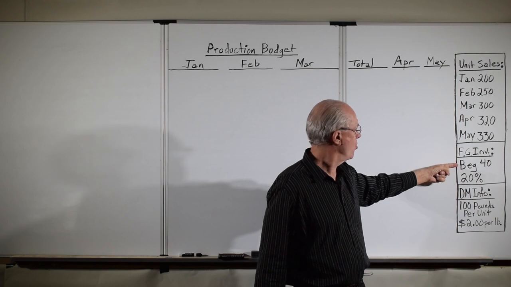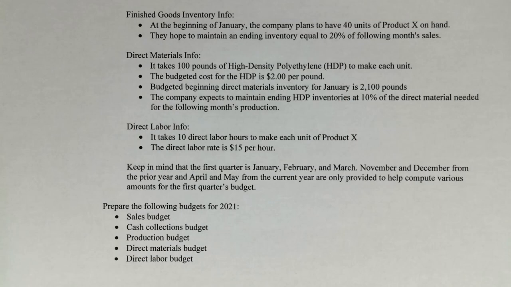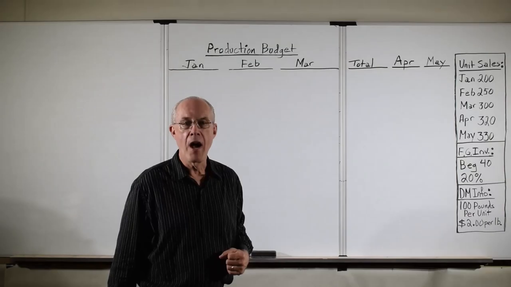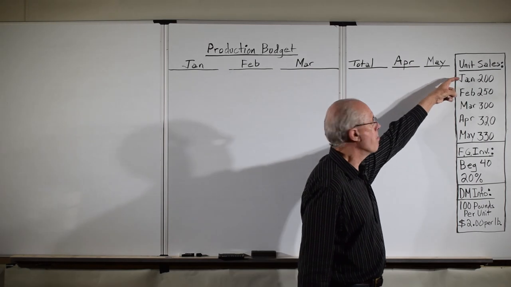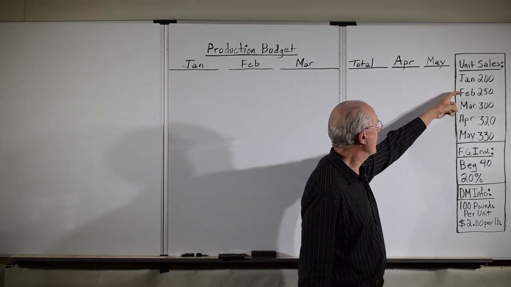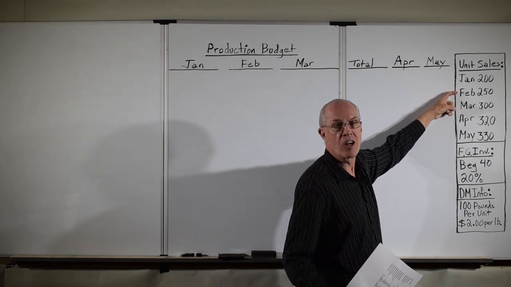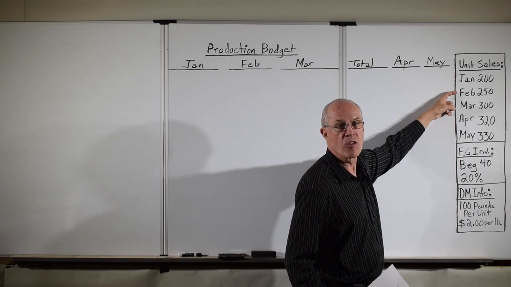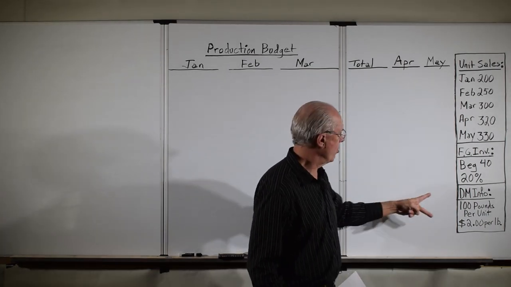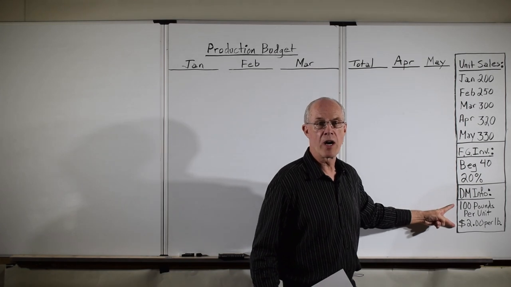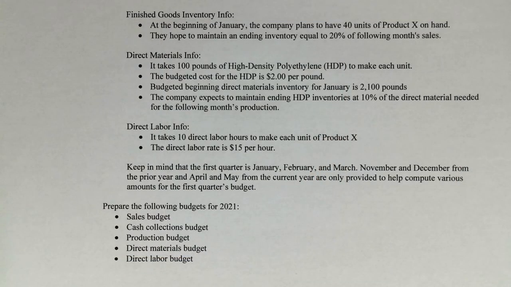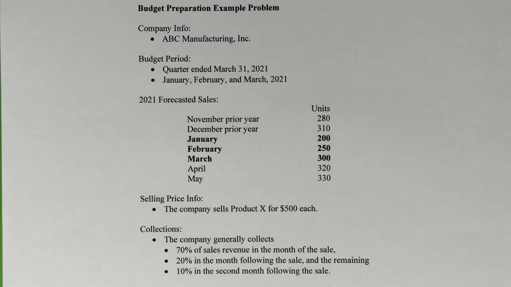Our budgeted beginning inventory for the quarter is 40 units, and we can budget any number of units as our desired ending inventory for each month, but it's a good idea, say, when we budget January's ending inventory to take a look at February's sales to make sure that we have enough on hand to get a good start for February's sales requirements. When we do the direct material budget, we're also going to need information about the direct material, such as how many pounds per unit, what's our desired ending inventories, and so forth. More about that later. Here's the information for the example problem we're going to be working through in this video.